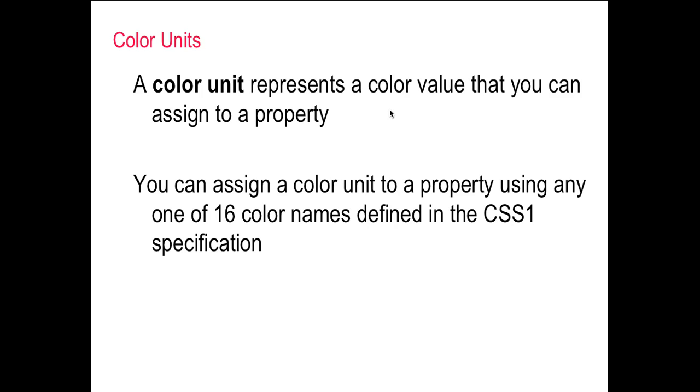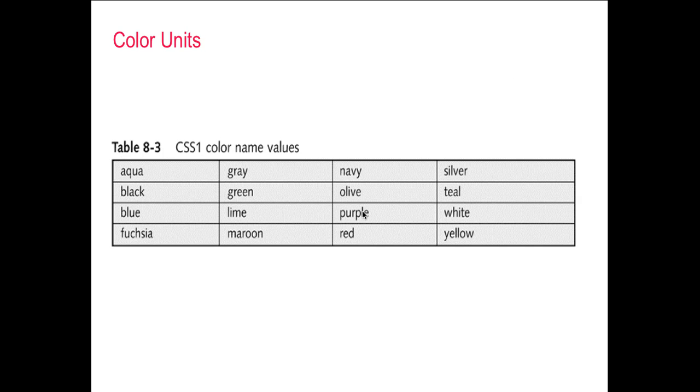Then we have color units, which is kind of interesting. They represent color values that can be assigned to a property. So you can assign predefined color units for a property using any one of 16 color names defined in CSS1. Blue, red, orange. I don't know what all 16 names are, but those are a couple of common ones. So here's some more. Aqua, gray. This is where you can get font color equals silver.